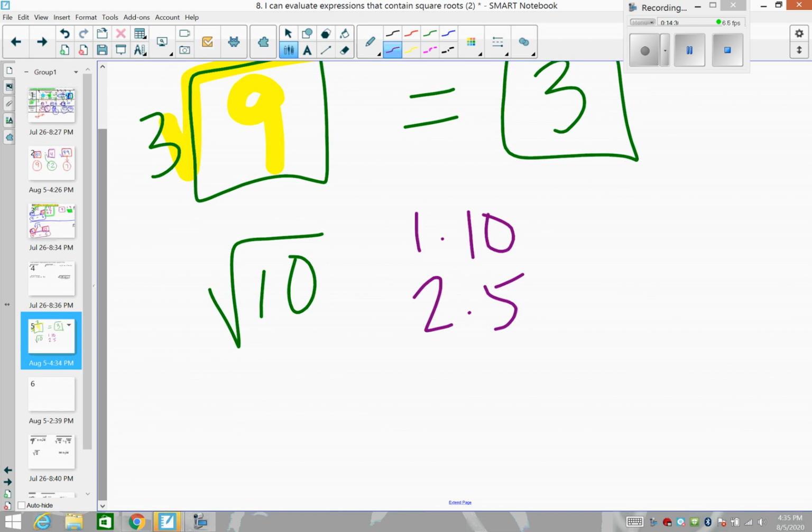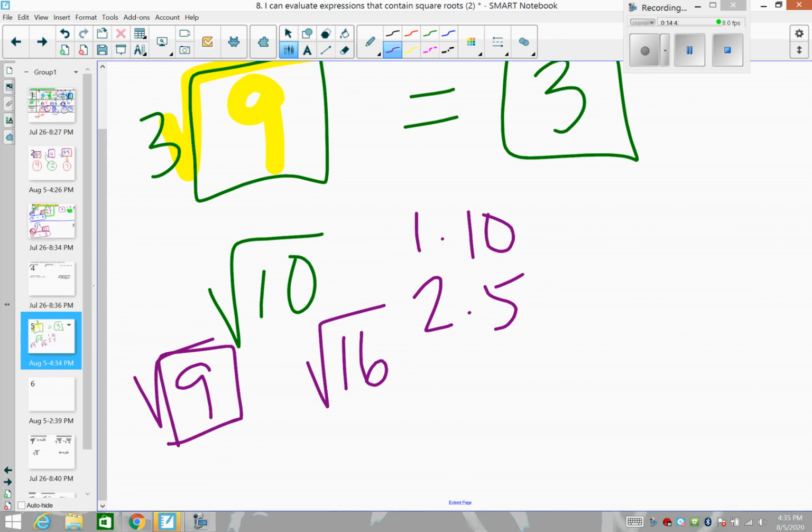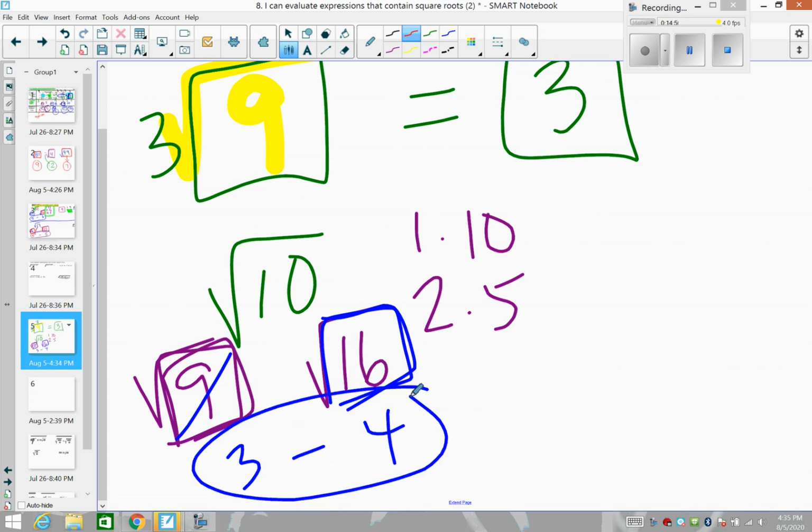So what we would do then at this point is estimate about where it is. Well, we know it's between the square root of 9 and the next perfect square root, which is 16. This is our summary for today. The square root of 9 is 3, and the square root of 16 is 4. So our answer is somewhere between 3 and 4.